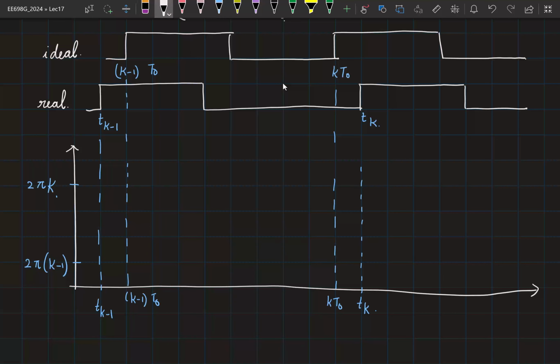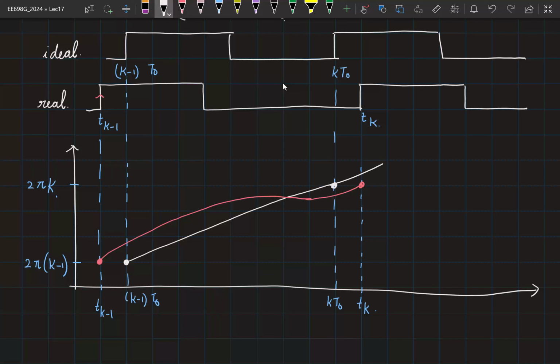Now the ideal total phase would go from k minus 1 t naught to k t naught, and in that span it has to cover a distance of 2 pi on the y-axis. Right? But the real clock will achieve 2 pi into k minus 1 at this instant because the edge is occurring there, and it will achieve 2 pi k at this instant. And we said that the waveform is expected to look something like this. Okay, so let me also extend this.